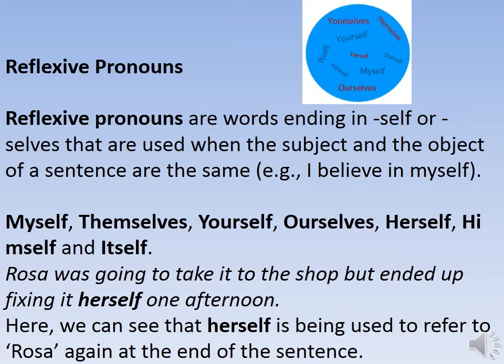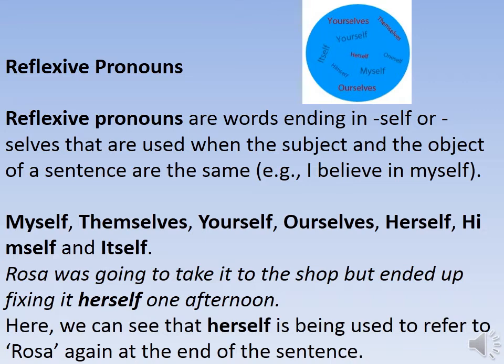Reflexive pronouns are the words ending in self or selves that are used when the subject and object of a sentence are the same. Example: I believe in myself. Other examples of reflexive pronouns are myself, themselves, yourself, ourselves, herself, himself, and itself.